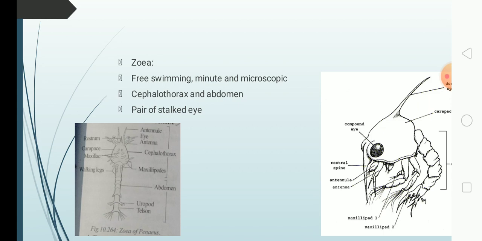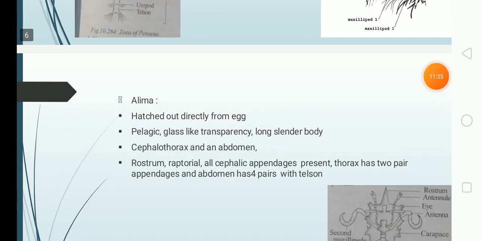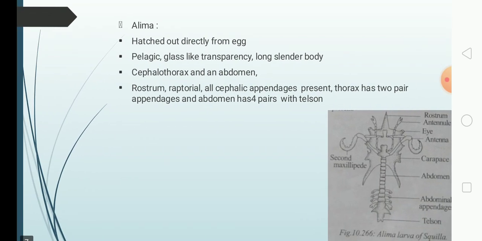The next one after zoea is Elyma. Elyma larva is a larva of the Squilla, and it is a modified larva of the zoea larval stage. It hatches out directly from the egg. It is a pelagic larva and has a glass-like transparency. It is transparent in color. It doesn't have color.